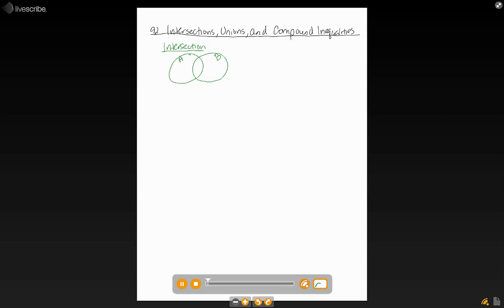The intersection, can somebody tell me what part I should shade for the intersection here? The part in the middle. The part in the middle is called the intersection. And the notation for intersection of A and B is A intersect B. It's an upside down U. Alright? That means A intersect B.